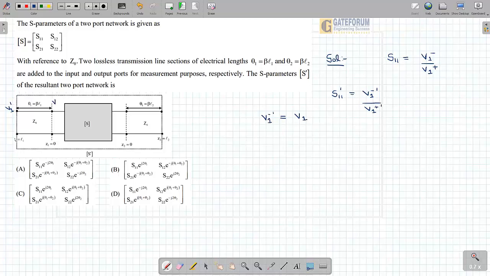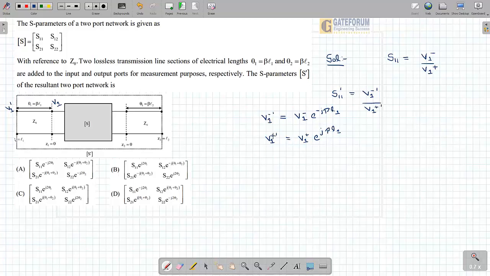V1 voltage here at this point, V1 minus e to the power j beta 1 L or j beta L1. Right, that much extra phase which will come because of this length. And V1 plus dash is V1 plus e to the power minus j beta L1.